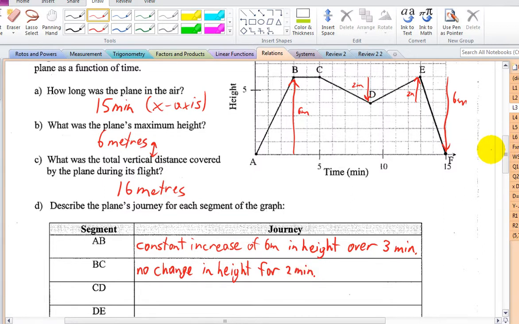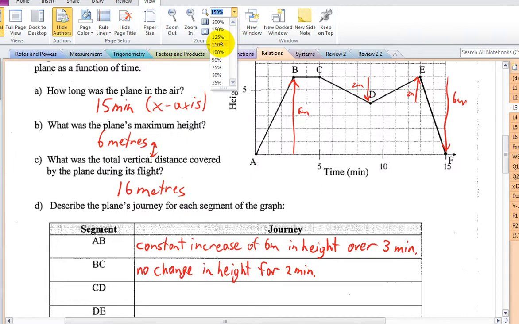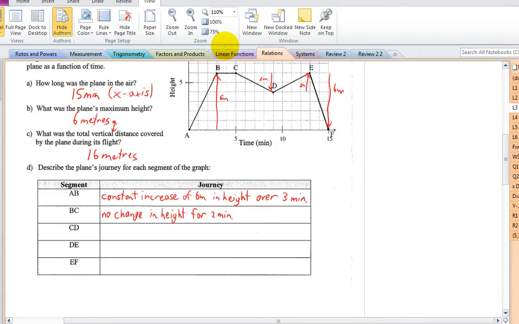What about C to D? What's happening there? Yeah, it's constant what? Good. Constant decrease of 2 meters over how long? 4 minutes. Okay, so constant decrease of 2 meters over 4 minutes.